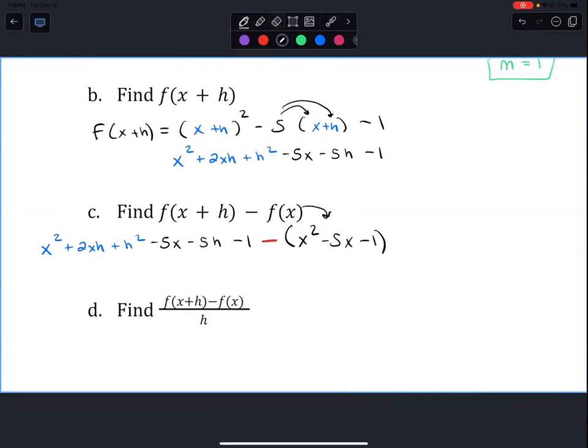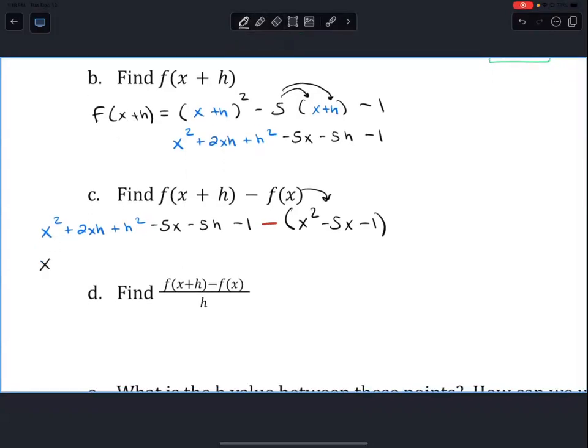By distributing that negative sign, I'll just rewrite this one more time. So x squared plus 2xh plus h squared minus 5x minus 5h minus 1. And be careful here, distribute the negative: minus x squared, positive 5x, and then positive 1.